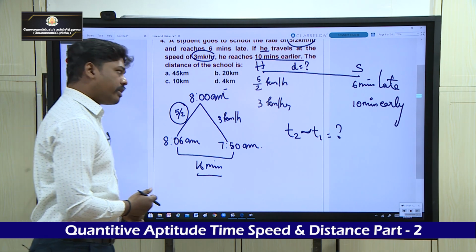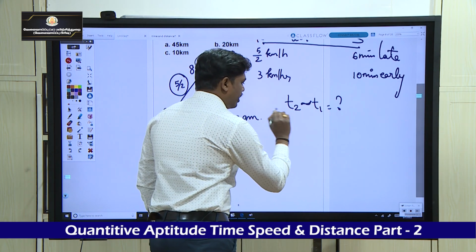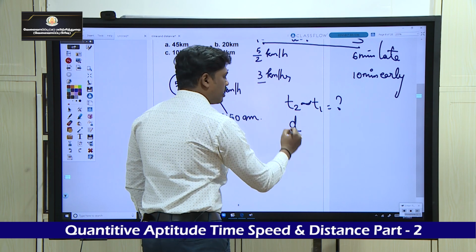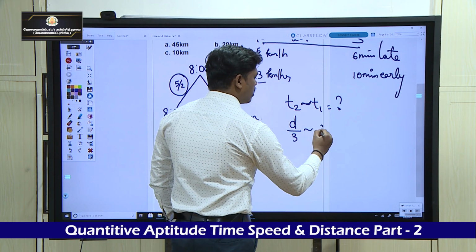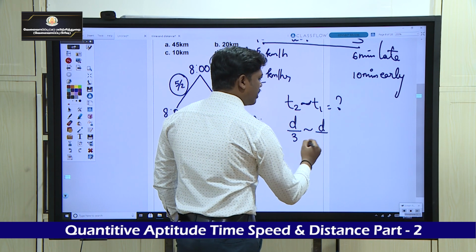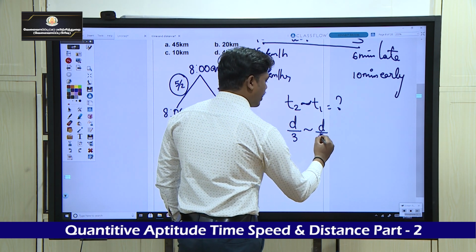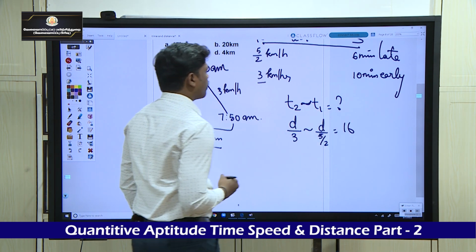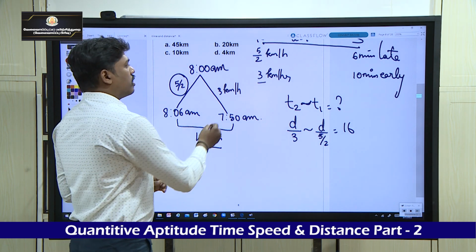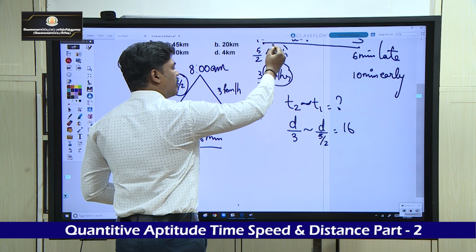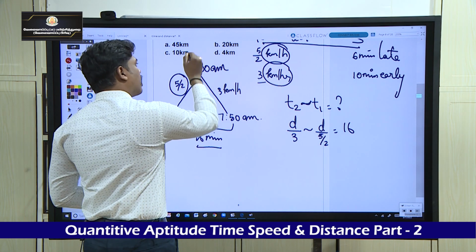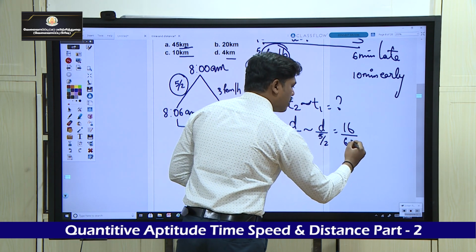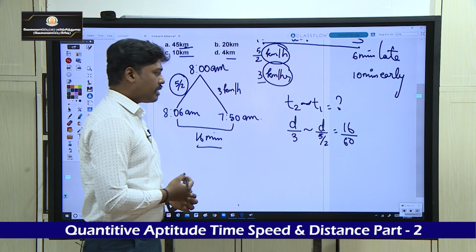What is time? Time means distance by speed. First he is going at a speed of 3 kilometer per hour, so distance by 3, difference, distance by speed. Speed is 5/2. So, write 5/2 and the difference is 16 minutes. Okay. So, look at the units here, all are kilometer per hour and the answer part is in kilometer. So, convert minutes into hours. So, divide by 60.